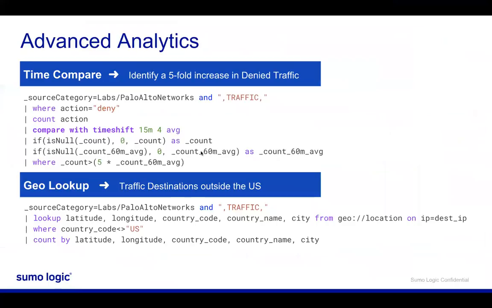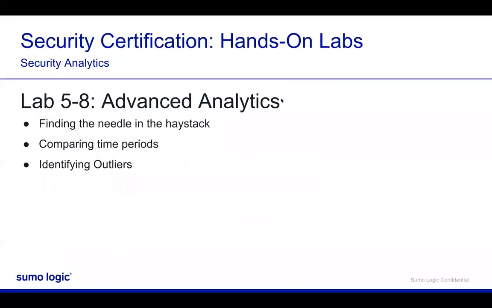Time compare. I won't go through this, and I'll let you guys try it out in your labs, because these are all part of them. But this one is showing you how you can identify a 5-fold or a 10-fold or an X-fold, whatever you decide, increase in denied traffic. So again, in this case, it's looking at Palo Alto Networks traffic that has the word traffic in it. I'm saying where action equals deny, and notice that in this case, action is already a field that was parsed by one of my field extraction rules, right? So instead of saying where action is denied, I could have moved that where clause to the top and said, and action equals denied.